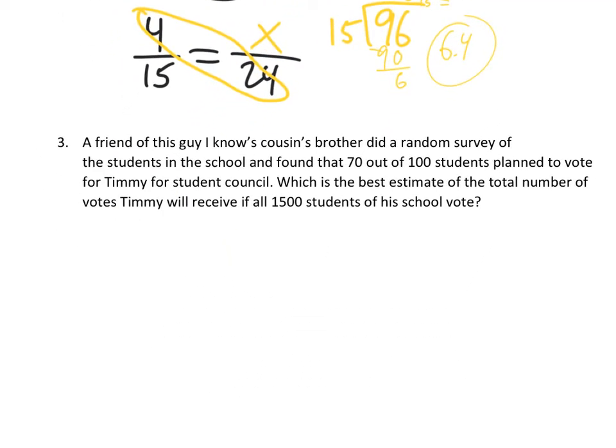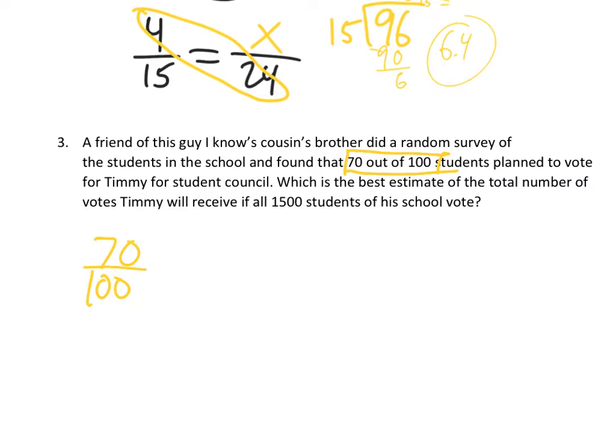A friend of this guy I know's cousin's brother did a random survey of the students in the school and found that 70 out of 100 students plan to vote for Timmy for student council. Which is the best estimate of the total votes Timmy will receive if all 1,500 students of his school vote? So they give us our little ratio, proportion, or experimental probability right there. This guy, he's been doing surveys. He surveyed a total of 100 people and found that 70 people were going to vote for Timmy.